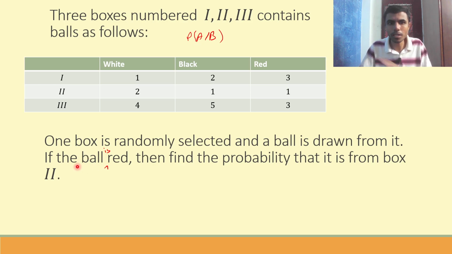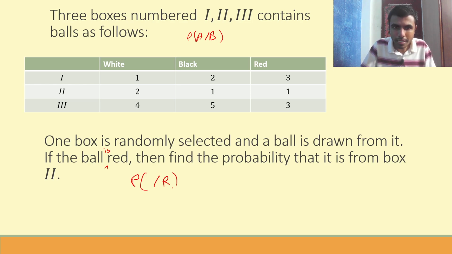Now let's go through what they are asking. If the ball is red, that means what? They took out a ball and they got it red. First they got a red ball. Now they are asking to find the probability that it is from box 2. First they got a red ball, that means getting a red ball is already done. I need to find the probability of, let capital R denote that I got a red ball. My event is that I got a red ball, and this event has occurred. Now what they are asking is to find the probability that it is from box 2.